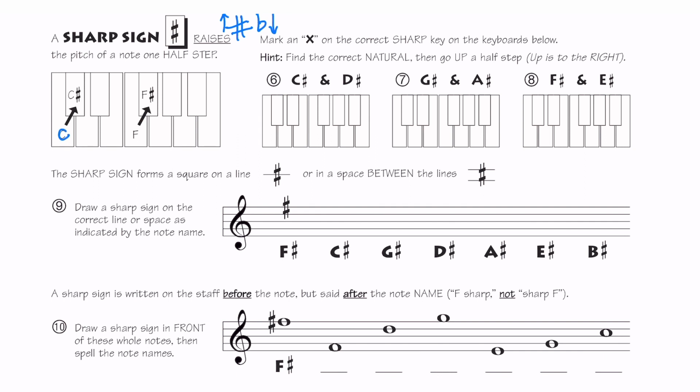So if I have a C, instead of going down, I'm going to go up to C sharp. Here's an F. This would be down, but this is up to F sharp. All right, so find the correct natural, then go up a half step. Up is to the right. All right, here's C, and here is C sharp. Here's D, here's D sharp.